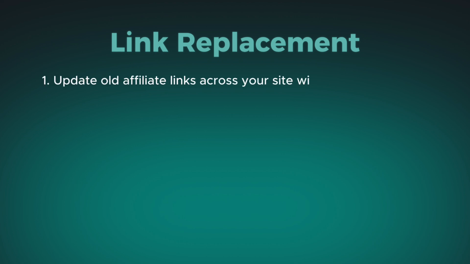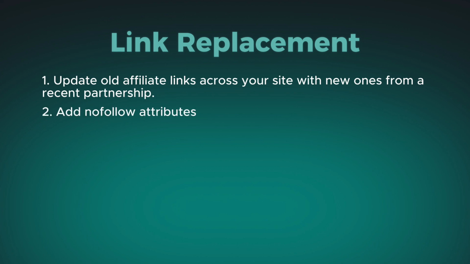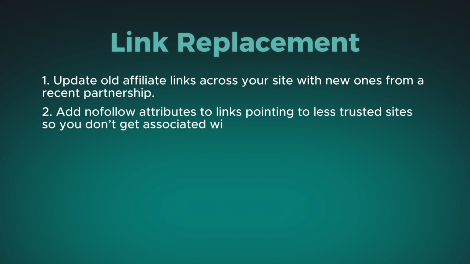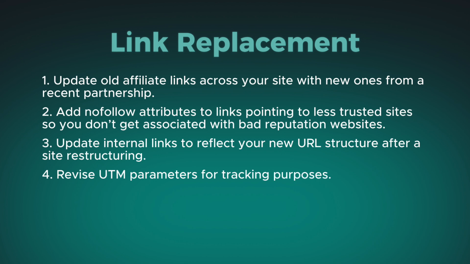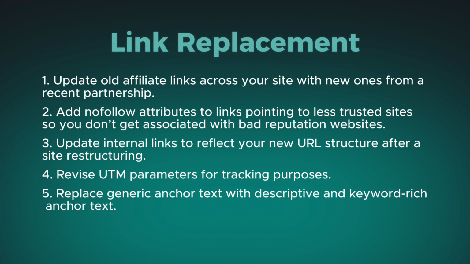Beyond the use cases mentioned, here are some other scenarios where you might need to use the link replacement feature. Update old affiliate links across your site with new ones from a recent partnership. Add no-follow attributes to links pointing to less trusted sites so you don't get associated with bad reputation websites. Update internal links to reflect your new URL structure after a site restructuring. Revise UTM parameters for tracking purposes. Replace generic anchor text with descriptive and keyword-rich anchor text.